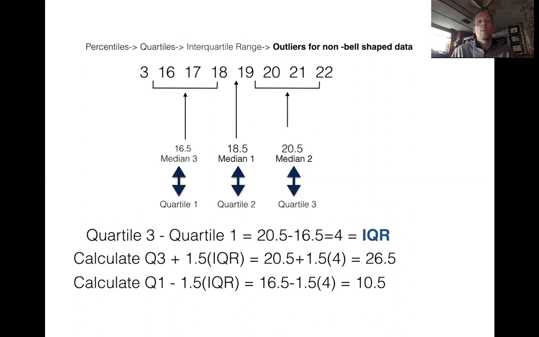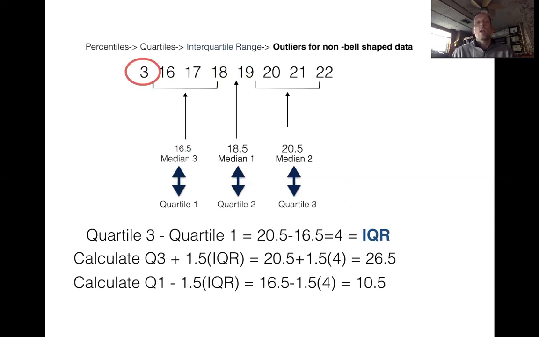So now we have to scan the low side of the data set. How do we do that? Quartile 1 minus 1.5 times the IQR. And that's going to give us 16.5 minus 1.5 times 4. The answer to that is going to be 10.5. So we're going to go into the data set. We need to see, is there anything up there less than 10.5? And right away, that's going to be a 3. And 3 is going to be our outlier.